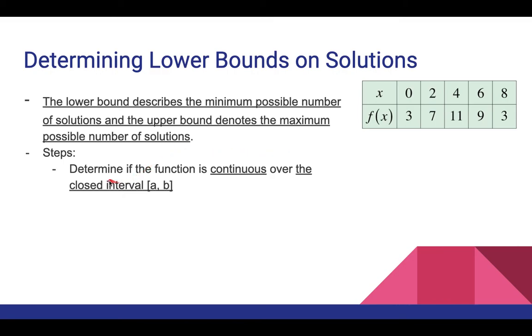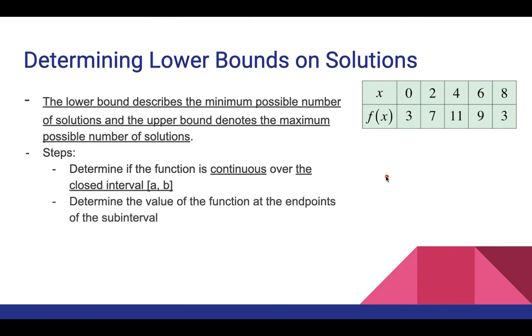So our steps if we want to determine the lower bound of solutions over an interval: we determine the function is continuous over the closed interval a to b. And again, these problems will focus on strictly tabular scenarios, okay? They're not going to focus on algebraic scenarios. The next thing we do is determine the value of the function at the endpoints of each subinterval.